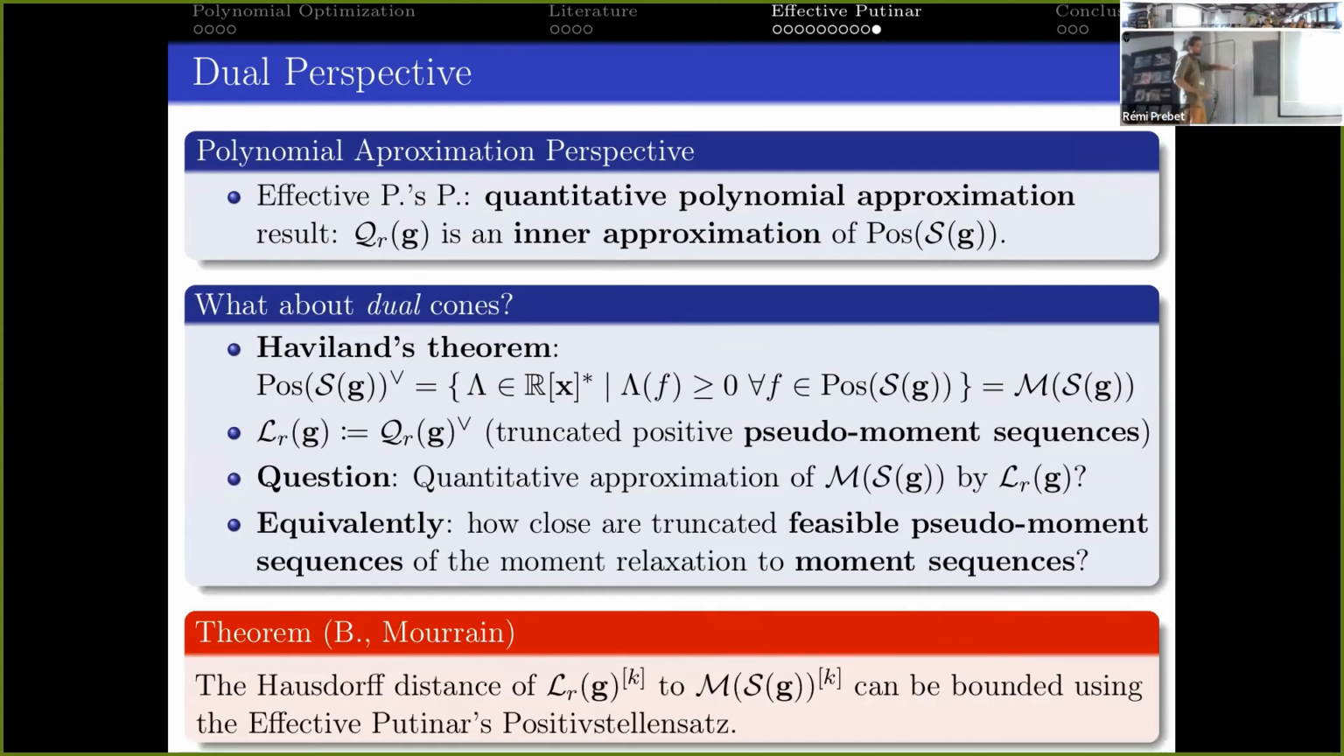And for the results, I will not give degree bounds, I will not explain the details, but the thing is that you can obtain the dual result from the effective Putinar positive Stellensatz. So we can bound the Hausdorff distance between our truncated cones of positive pseudo-moment sequences and the cone of Borel measures.